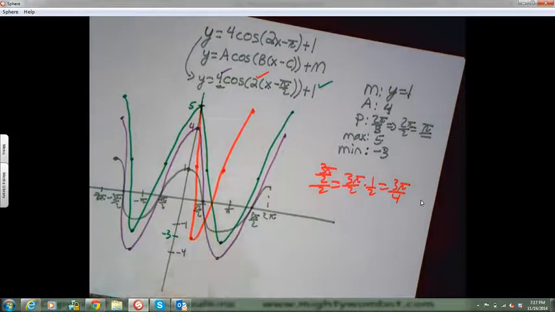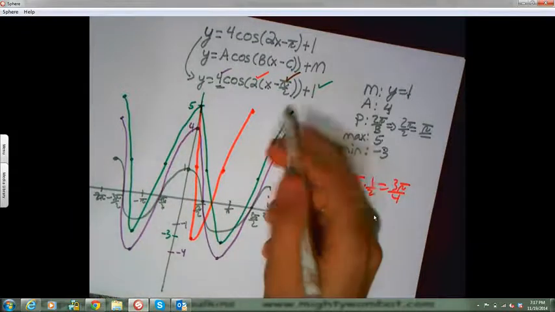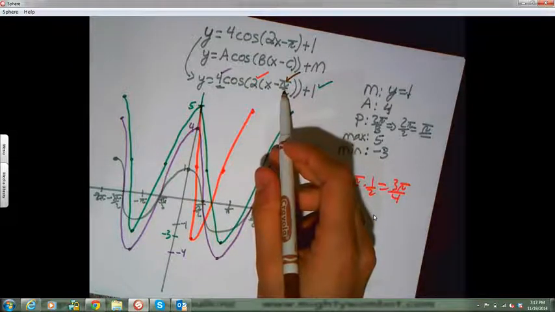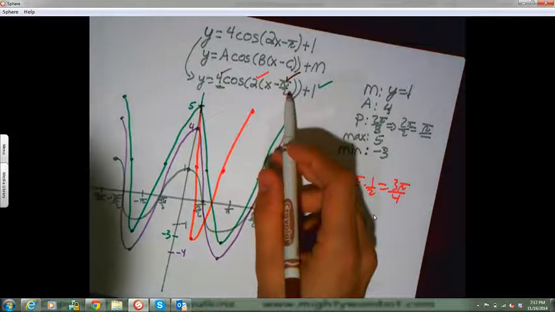And now I just have one last step. We need to add pi over 2. How do I know to add? Because this is a horizontal transformation, so I do the opposite of what this says. Okay, take this very slowly, folks. You don't want to make a mistake here. We're on the red graph.